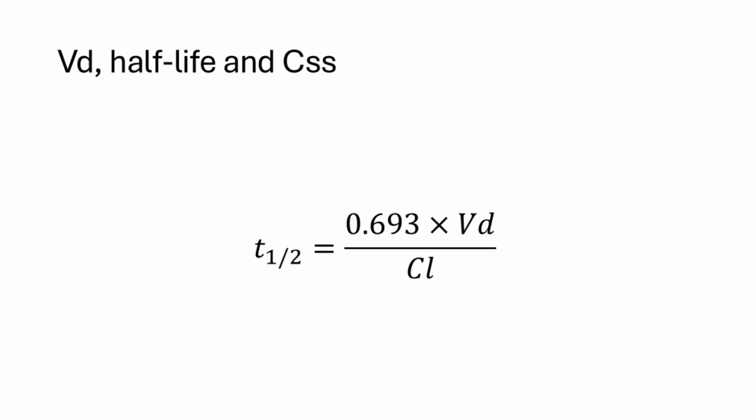It should be noted, however, that a change in VD may not always result in changes in half-life. If there is a compensatory change in clearance or CL, the half-life may remain unchanged. For example, if the VD of a drug is increased but clearance also increases by a similar magnitude, the half-life may not increase as one would expect.